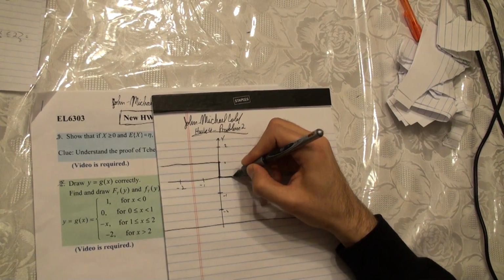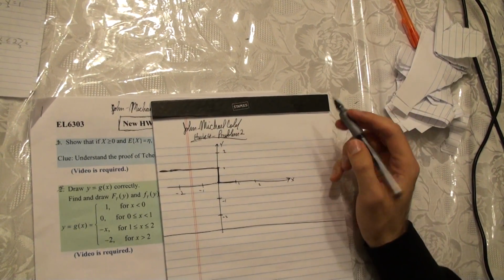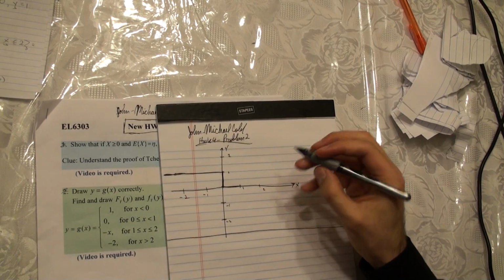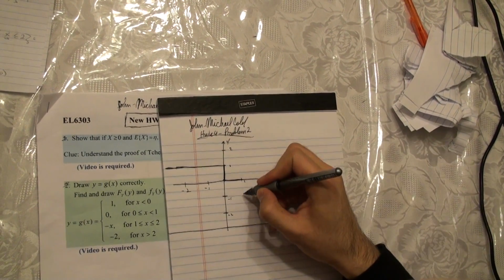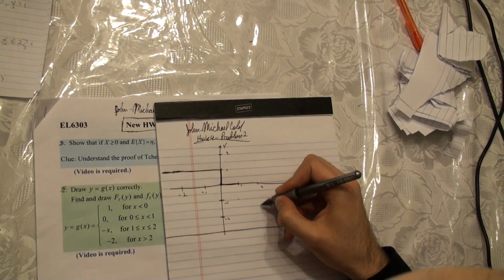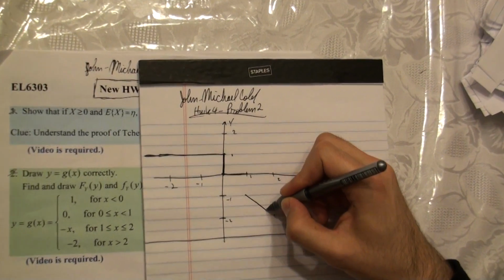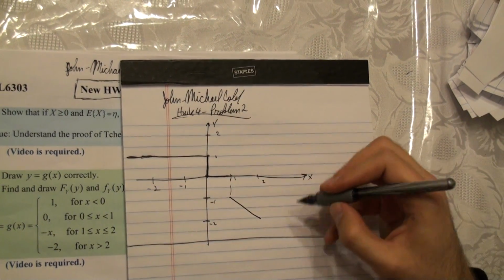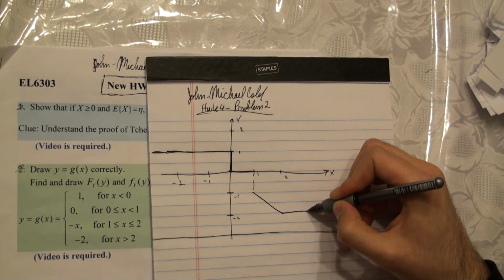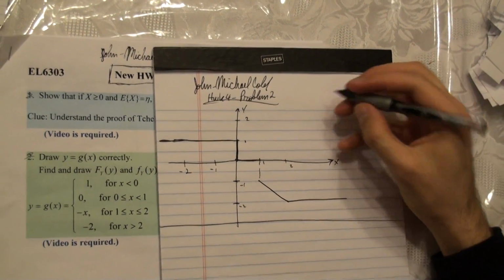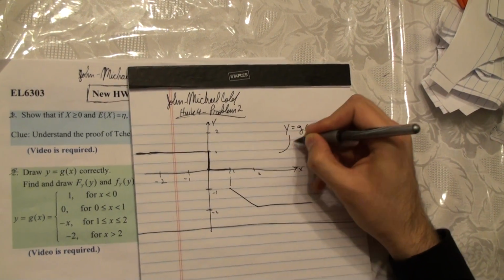So it just goes like this so far. Now, for x between 1 and 2, we have negative x. So it's just like the line y equals negative x, except only from 1 to 2. So it's going to look something like this, and it'll be piecewise. And then for x greater than 2, it stays at negative 2. So this is part 1, y equals g of x.